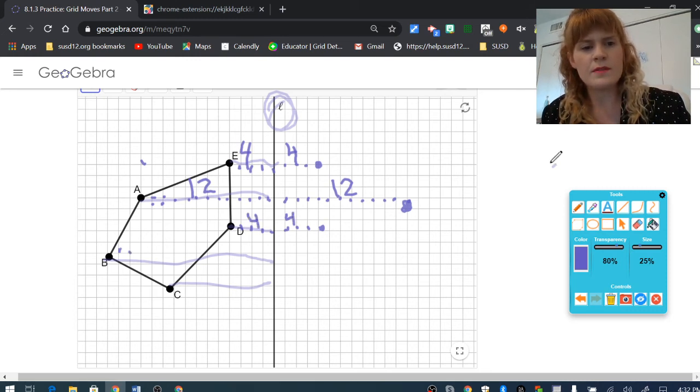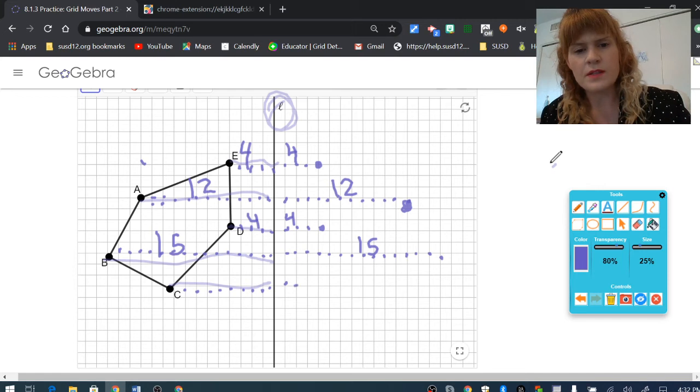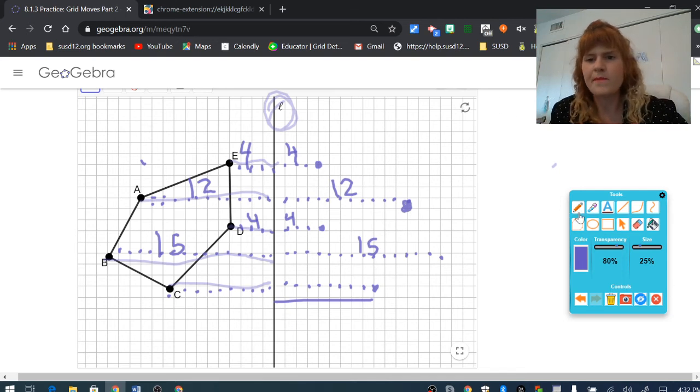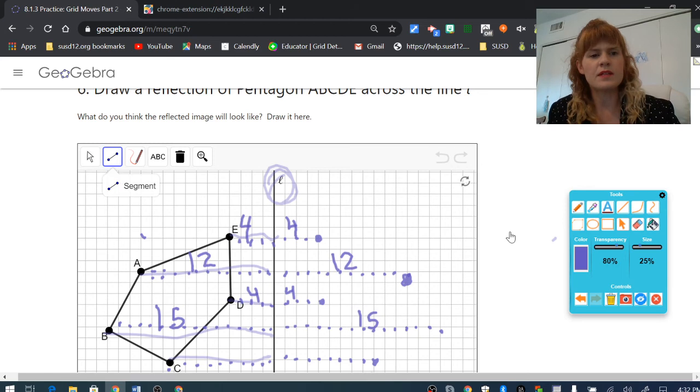Count B. 15 spaces. Okay, count 15 more. And then C is 9 spaces. Count 9 more. Okay, C is about right there. So remember, the distance from the figure to the line of reflection equals the distance from the image to the line of reflection. Now I'll use the line segment tool to connect the points.